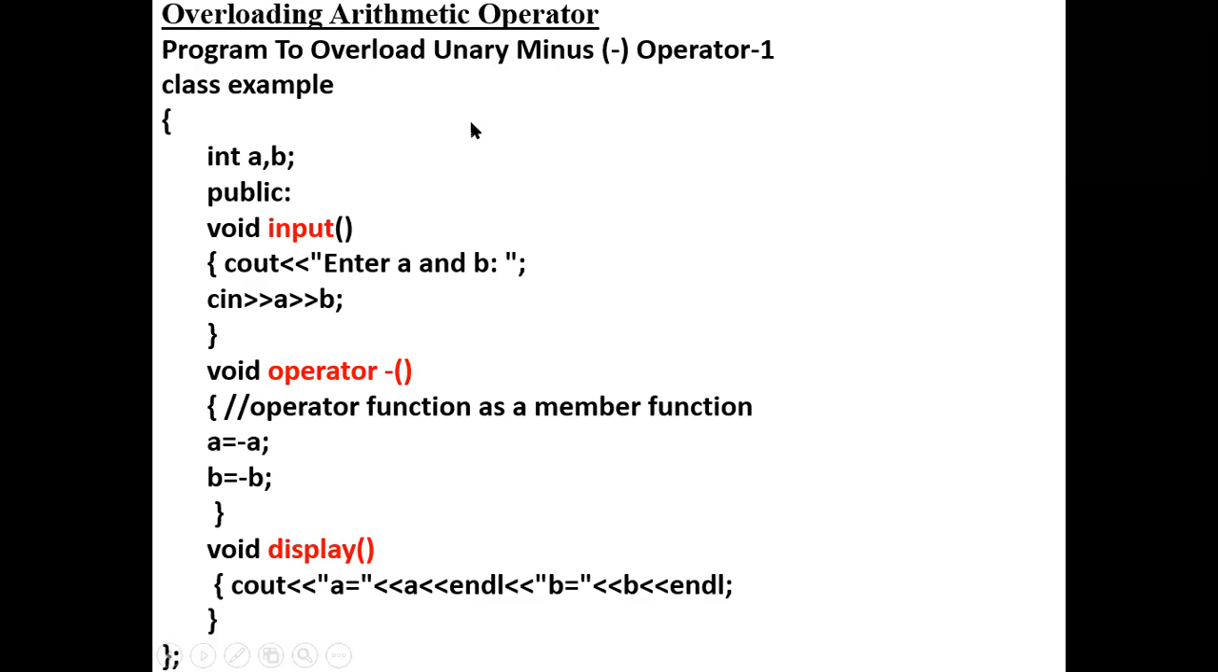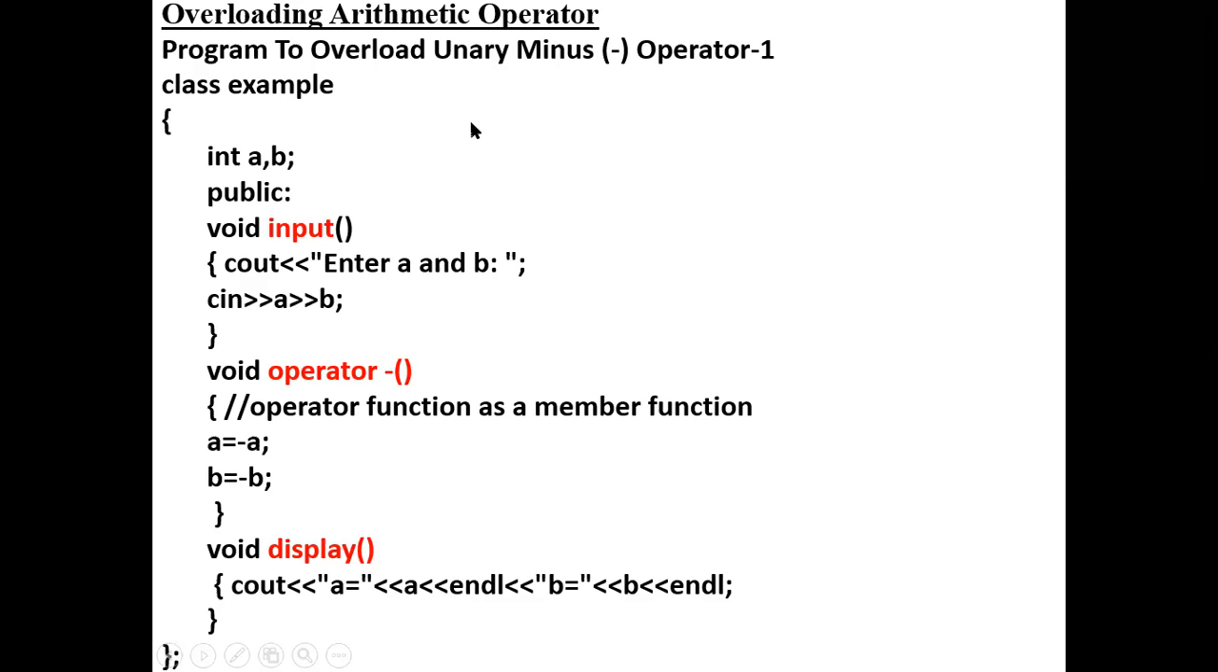After that, we are overloading this minus operator. Operator is a keyword, and after that you have to write whichever operator you want. Here we are taking minus. Now inside this function, what are we doing? We are negating the value. If the value of a is 5, then it will print -5. If b is 10, then it will print -10. Means we are negating that. If you give -5, then it will convert to +5.